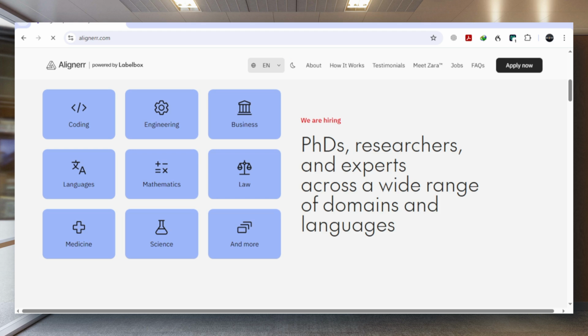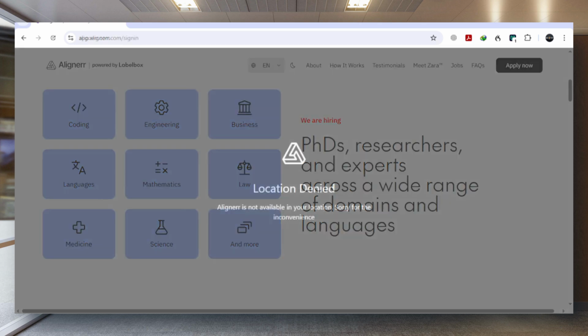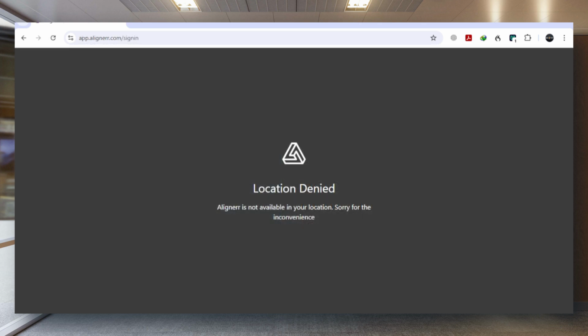So if you're an AI expert in this particular field, especially if you're a PhD holder or researcher or anything like that, you can actually be hired to participate on this platform. But one thing that I need to point out is that this platform is not supported in every country around the globe. There are certain countries where they take people and there are certain countries where they don't. So if you don't live in one of those countries, they're actually going to deny you.